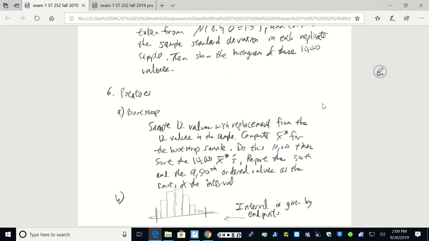Why is that not the 250th and 9,750th? Because isn't that a 90? Oh, this is like a 90th. Yeah, so this would be 250, right? Yeah, sorry. That'd be better. 250th and 9,750th would have 95% in the middle. Yeah, I just kind of did a mental. That would more directly answer the 95% confidence interval.